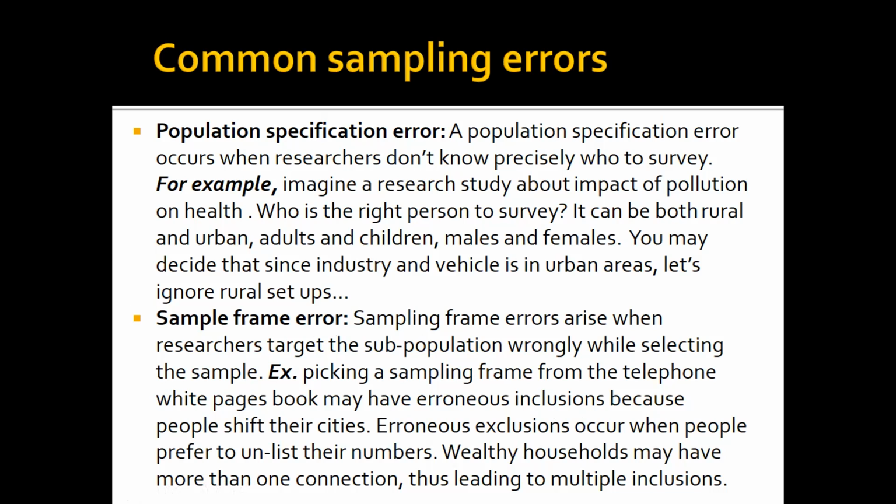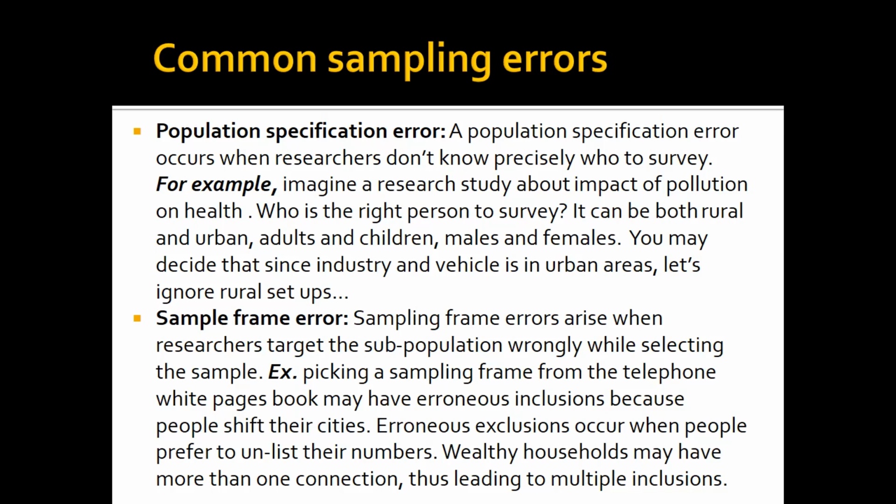But just for the sake of explaining, we don't want somebody to randomly call us and disturb us. So many rich, important people just get their numbers unlisted. We don't want our number to be commonly available. Okay, and there might be some wealthy people who have more than one connection. So in that manner, your sampling frame might be erroneous.